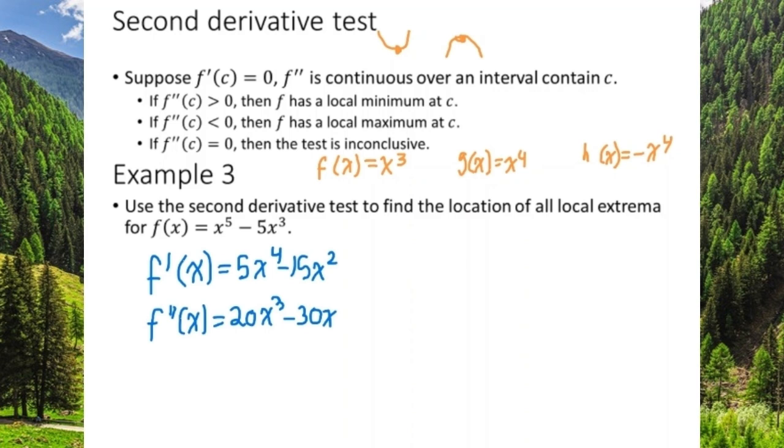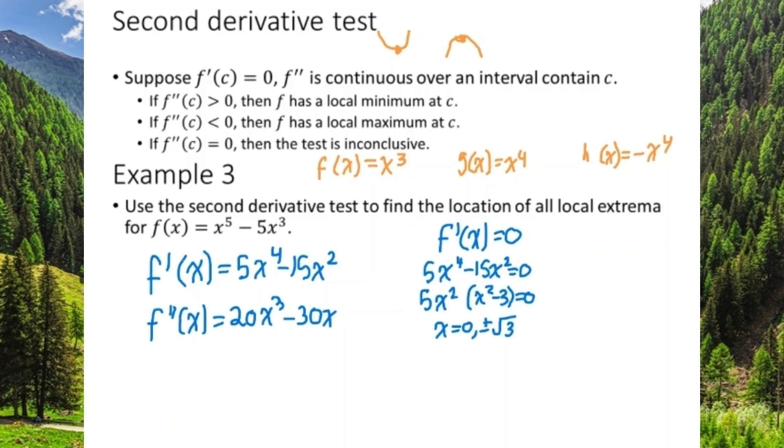So our only critical numbers, which are the candidates for our local extrema, can only come from when our first derivative is 0. Notice that because of the conditions of the second derivative test, we cannot use the second derivative test for critical numbers that make our derivative undefined. It is very specific that we can only apply the second derivative test on critical numbers that make our derivative 0. To find where our derivative is 0, we're going to solve the equation 5x to the fourth minus 15x squared equals 0. And we get x equals 0 and plus or minus root 3.